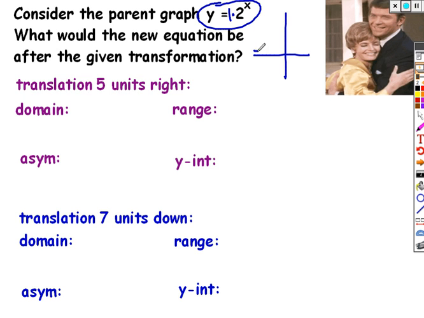Your y-intercept would be (0, 1). If this is my parent function, I want you to think about what this equation would look like if I translate it 5 units to the right, and what I'd have to do to that equation if I want the parent graph to translate 7 units down. So pause the video, and think about what the new equations would look like.